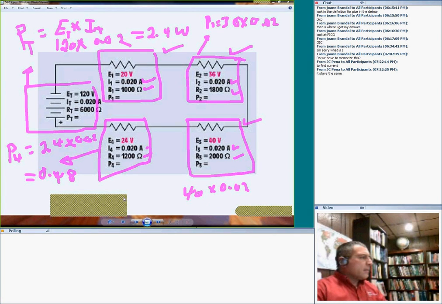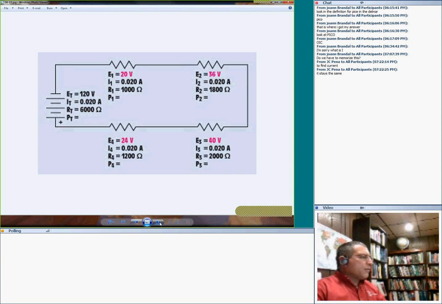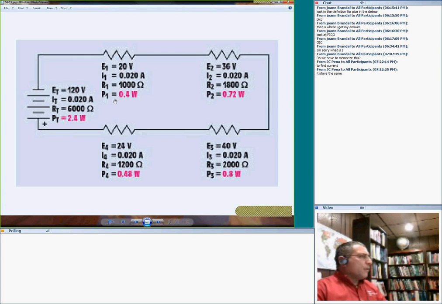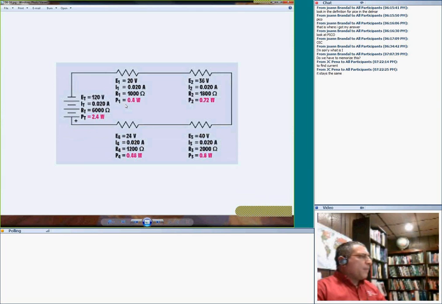When you do this, guys, here's what you come up with. You have the voltage, the power: 0.4, 0.72, 0.8, 0.48, and 0.24. Now, I want to bring to your attention one more time, and for the last time, let's size the circuit, guys. The voltage: if you add this voltage to this voltage, to this voltage, to this voltage, you must equal this voltage. Otherwise, you have invented new science or you made a mistake.